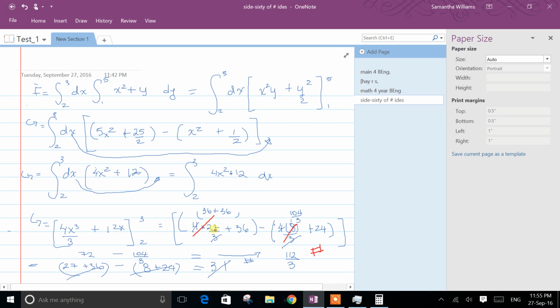I just want to clear up. There were a few calculation errors, and nothing could be solved quite quickly. So instead of what was written here, it was evaluated that this was 36 plus 36 minus 104 over 3, which gives us 72 minus 104 over 3, and the final answer is 112 over 3. So that's the value that we have when we integrate the double integrals in this order.